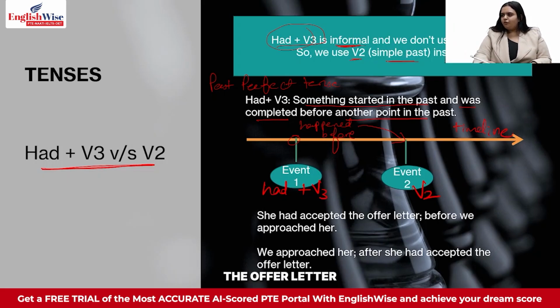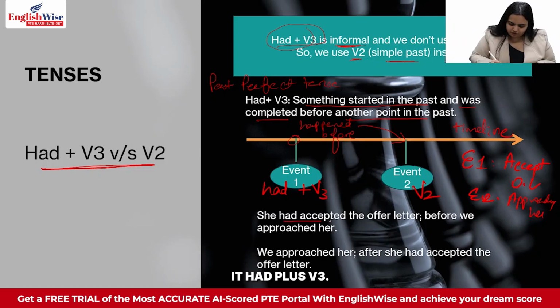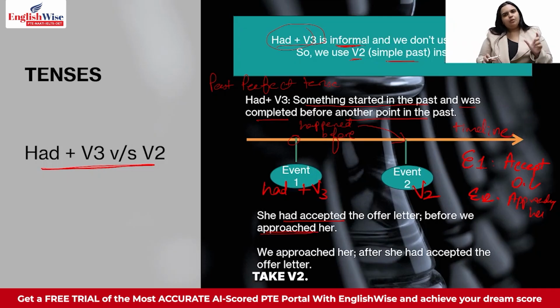She had accepted the offer letter before we approached her. Again, there are two events over here. Event 1 is she accepted the offer letter, and event 2 is approaching her. Over here I want to show that event 1 happened before event 2, so I will give it had plus V3. So she had accepted the offer letter before we approached her. We approached, that is the second event, so that will only take V2. Basically you want to show that event 1 is more past than event 2.